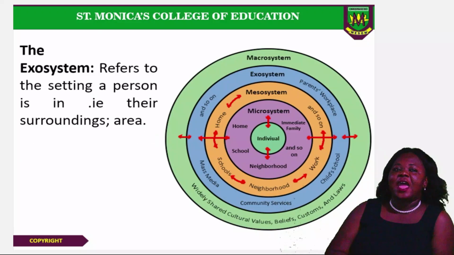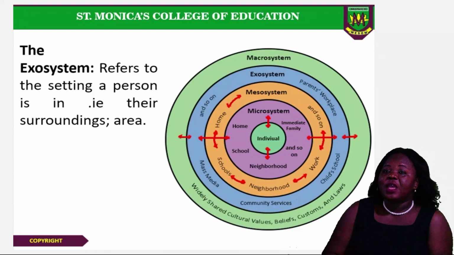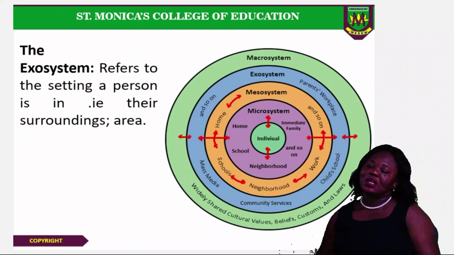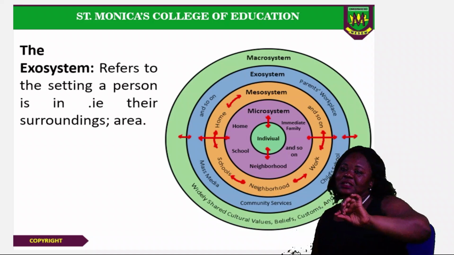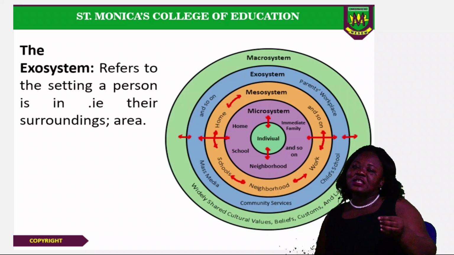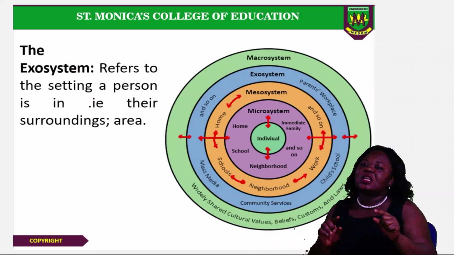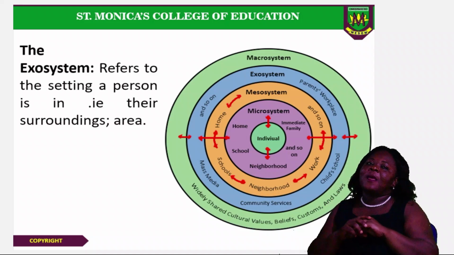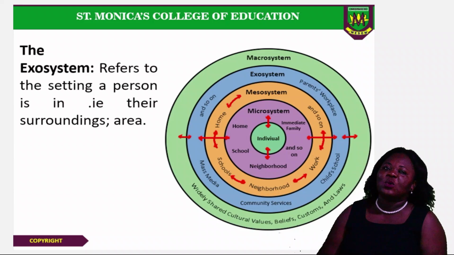Let's move on to the exo. It refers to the setting a person is in, either their surroundings or area. And so we also look at the exo: the parent's workplace, the child's school, the community services, the mass media, and so on. The child is not directly involved in that, but it has an influence, either positively or negatively, on the child.